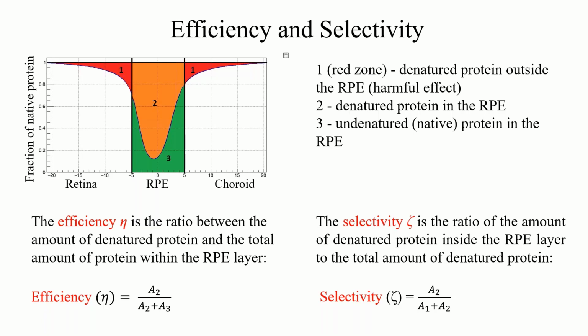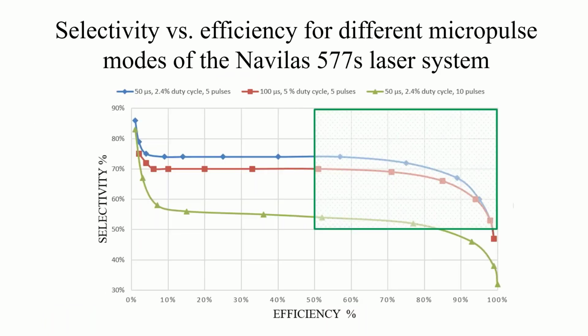To quantify the damage of the RPE, the concept of efficiency was introduced. The efficiency is the ratio between the amount of denaturated protein and the total amount of protein within the RPE layer. To quantify the quality of the target damage of the RPE, the selectivity concept was introduced. The selectivity is the ratio of the amount of denaturated protein inside the RPE layer to the total amount of denaturated protein.